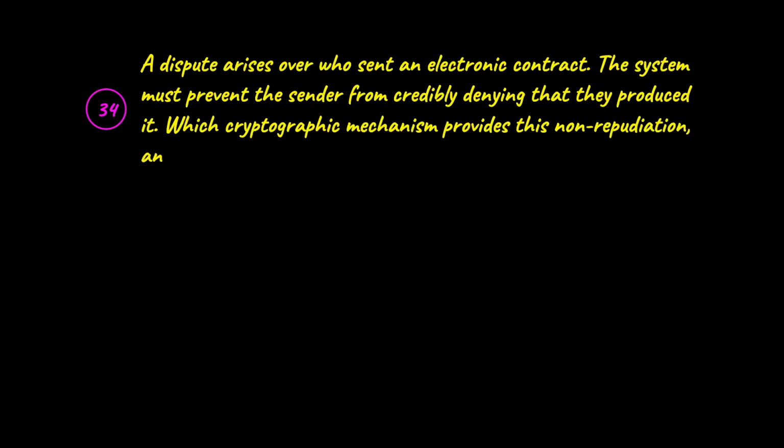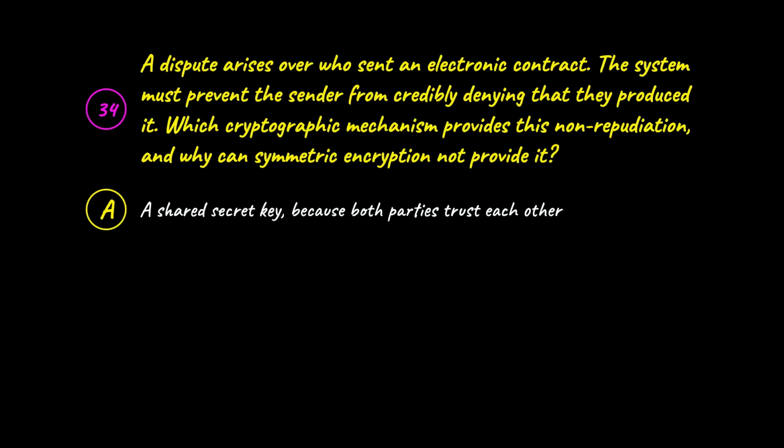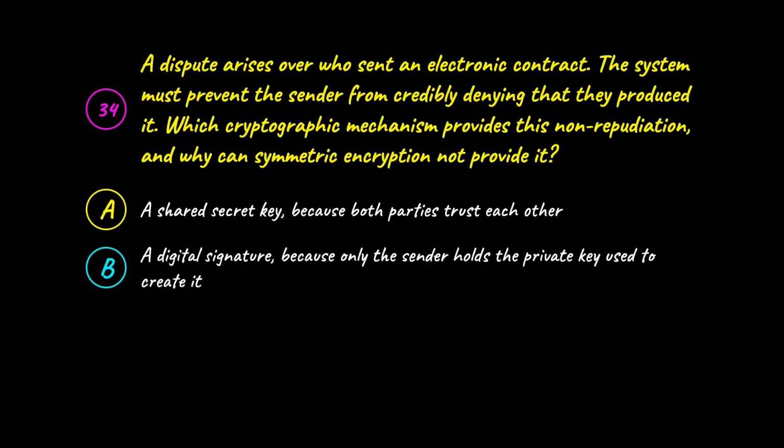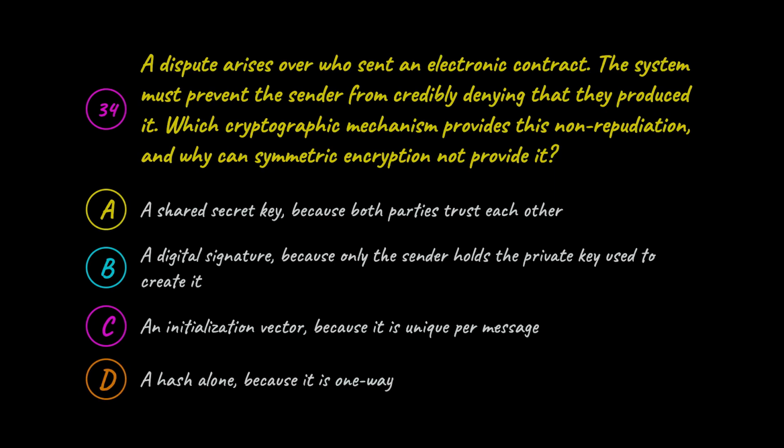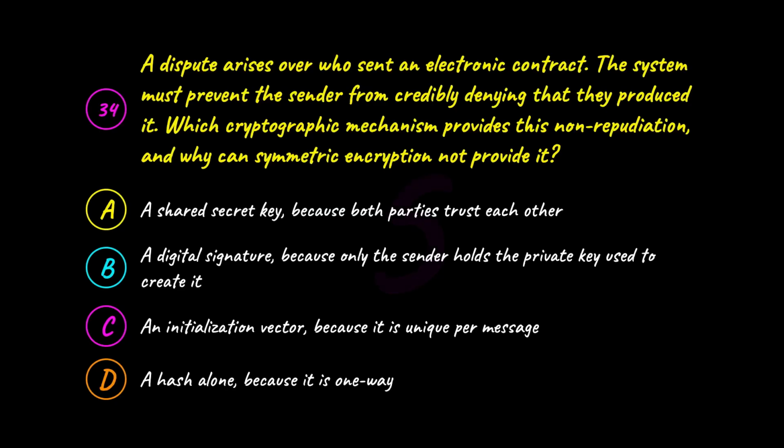Question 34. A dispute arises over who sent an electronic contract. The system must prevent the sender from credibly denying that they produced it. Which cryptographic mechanism provides this non-repudiation, and why can symmetric encryption not provide it? Your options are A. A shared secret key because both parties trust each other. B. A digital signature because only the sender holds the private key used to create it. C. An initialization vector because it is unique per message. D. A hash alone because it is one way. Take a second. Which answer would you pick?